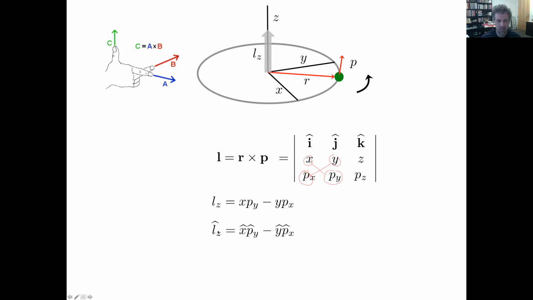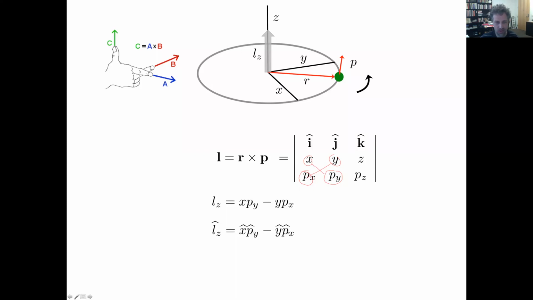Well, by taking the operator version of this. So LZ now is an operator. It has a little hat, and the X is the position operator. The Py is the momentum operator in the Y direction. And then the Y with a little hat is, of course, the position operator in the Y dimension. Okay, so this is one way for me to convert it from a classical expression to a quantum mechanical expression.